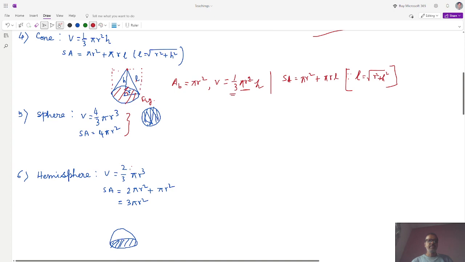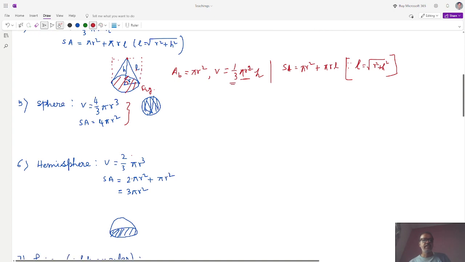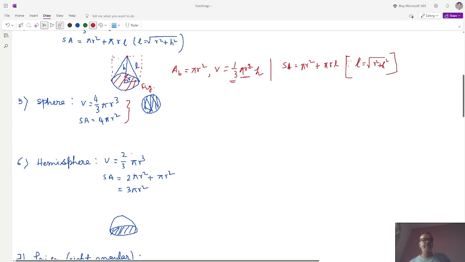Now hemisphere. Hemisphere is nothing but half of sphere, and therefore the volume will be half of the sphere. We know that the volume of sphere V equals 4 by 3 pi r cube. So if we divide this volume by 2, then we will get the volume of hemisphere V equals 2 by 3 pi r cube.